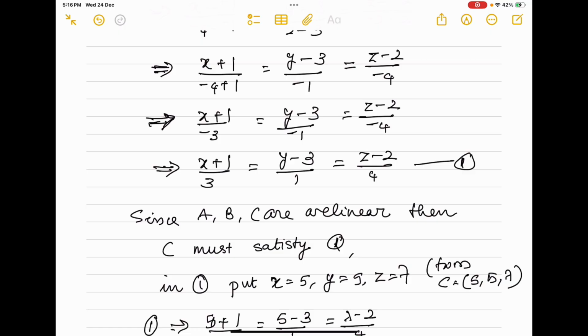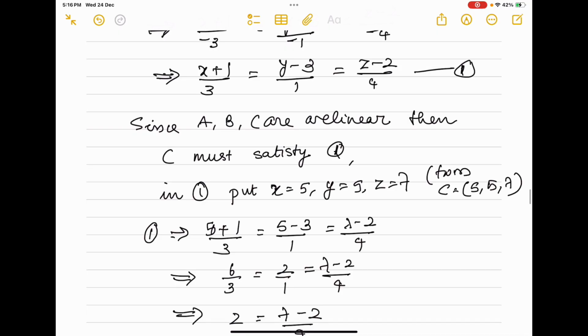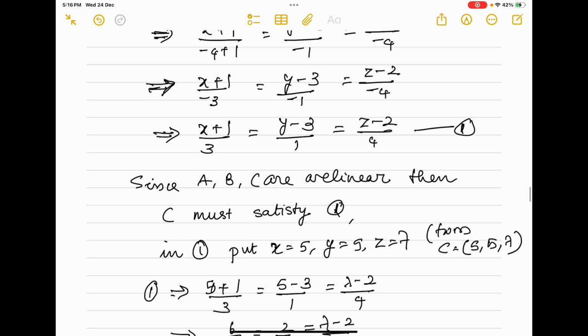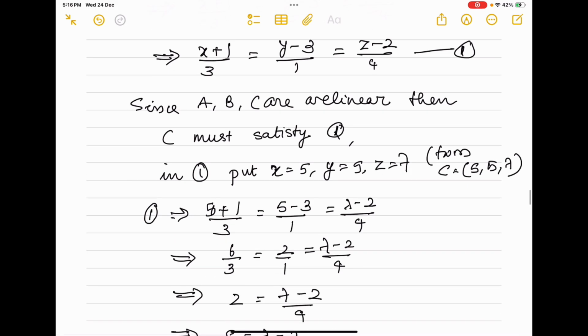Since A, B, C are collinear, the third point C must satisfy this equation 1. That means it lies on that line. So we can substitute the values of x, y, z from that point in this one, and we get lambda. So in 1, put x equal to 5, y equal to 5 and z equal to lambda from C(5, 5, lambda). Then 1 becomes 5 plus 1 divided by 3 equal to 5 minus 3 by 1 equal to lambda minus 2 by 4. That is 6 by 3 equal to 2 by 1 equal to lambda minus 2 by 4.